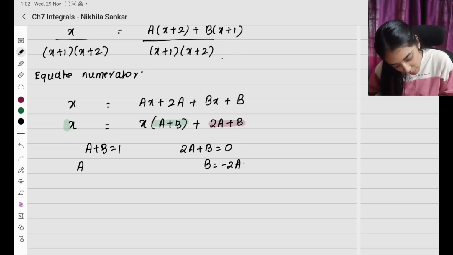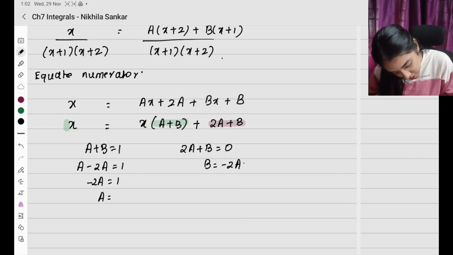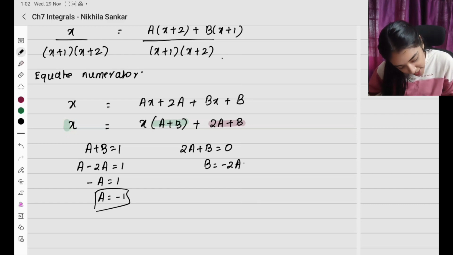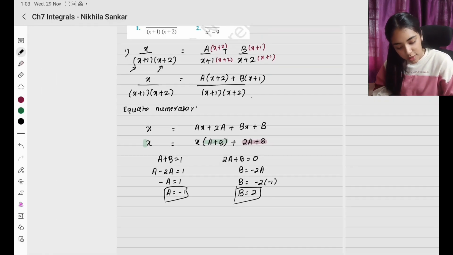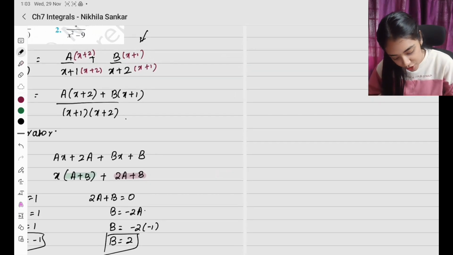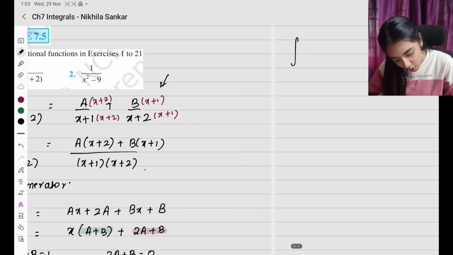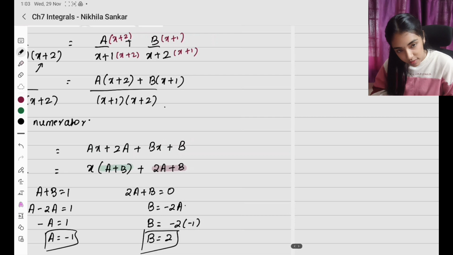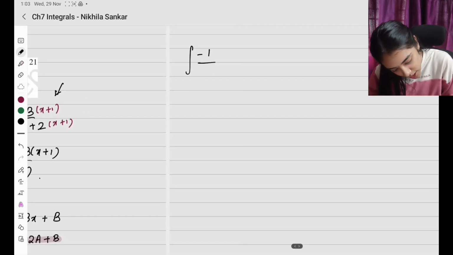Can we substitute that here? So a plus b equals a minus 2a equals 1. So minus a equals 1. a equals minus 1. So substituting that here, b equals minus 2 times minus 1. So b's value is going to be 2. So I am going to substitute it in our first line. So how is our integral going to look? My integration is going to be the integral of a divided by x plus 1. What is a's value? Minus 1. So I have minus 1 divided by x plus 1 times dx.